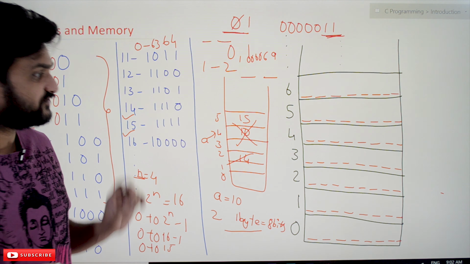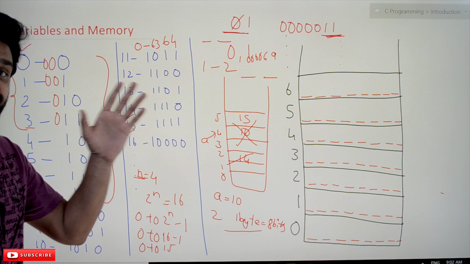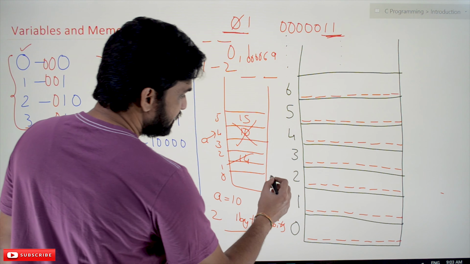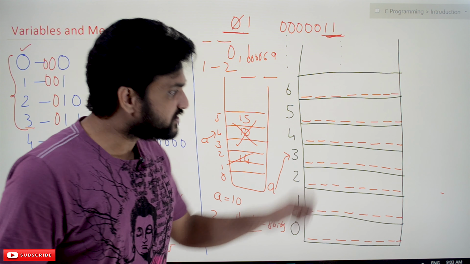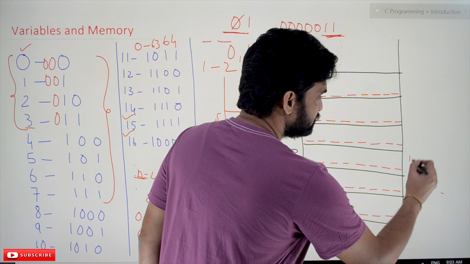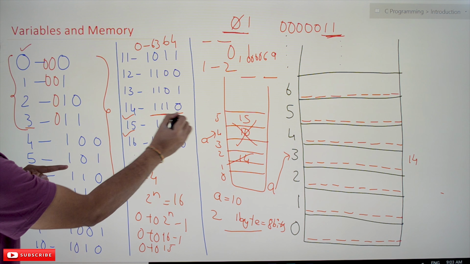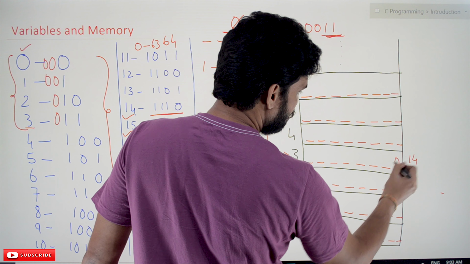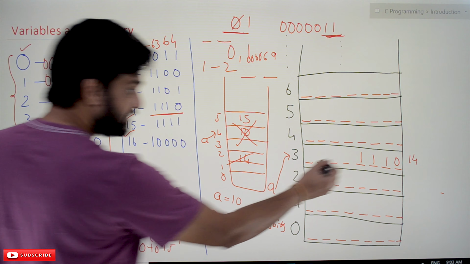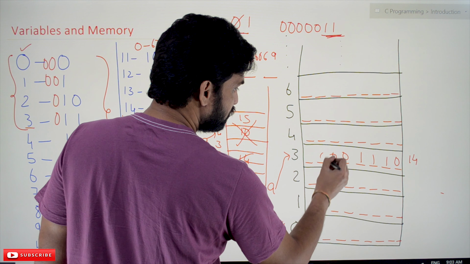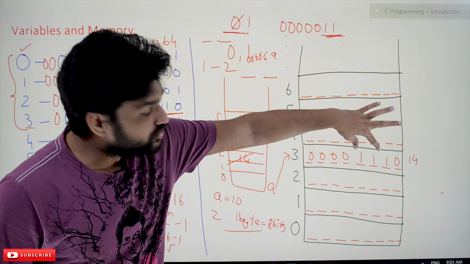What does that mean? For example, if we want to store 14 onto this memory, how will that value be on the memory? For example, A is a variable and it has been allocated memory location 3. In this memory location, I want to store 14. So what is the binary value of 14? The binary value of 14 is 1, 1, 1, 0. What about the remaining leading bits? The remaining leading bits are stored with zeros. So this is how 14 will get stored onto the computer.